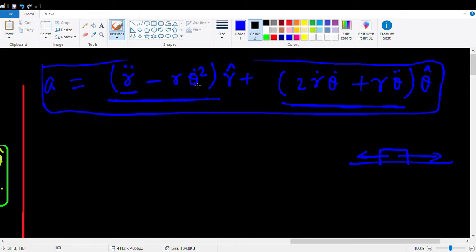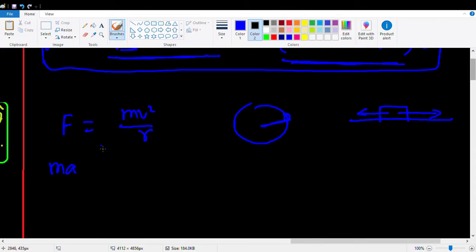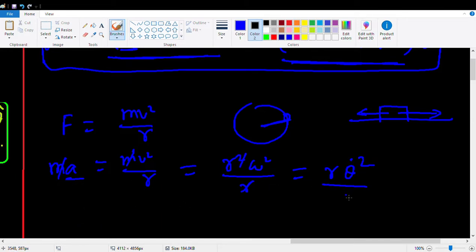Now what happens to r theta dot squared? If you remember that if your particle is moving in a circle, due to centripetal force you are going to have F equal to mv squared by r, and F is nothing but ma, so m gets cancelled out. Now v squared can be written as r squared omega squared by r, which is nothing but r omega squared, and omega is theta dot. So my acceleration is nothing but r theta dot squared. This is the centripetal acceleration, given by r theta dot squared.